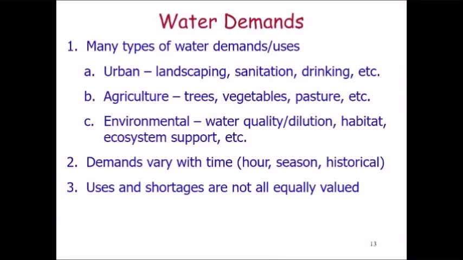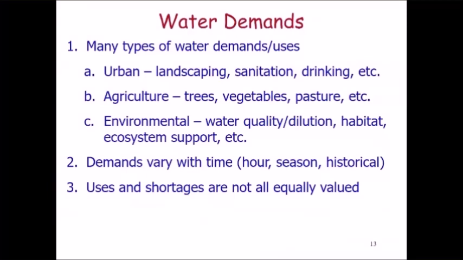Agriculture, we have a mix of uses there as well. Water demands for trees and vegetables and pasture all have different values, all have different timings, all have different abilities to be curtailed during a drought. And environmental water uses have a lot of variability in terms of timing and the water quality, the dilution, the habitat, and the ecosystem support services that come out of water deliveries for ecosystem purposes and environmental purposes.